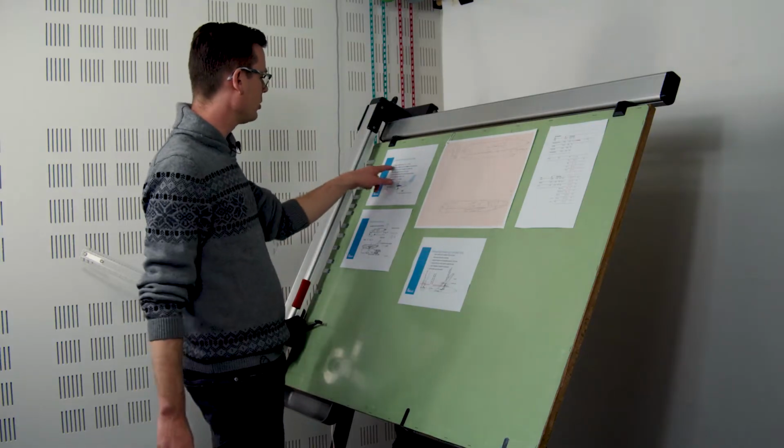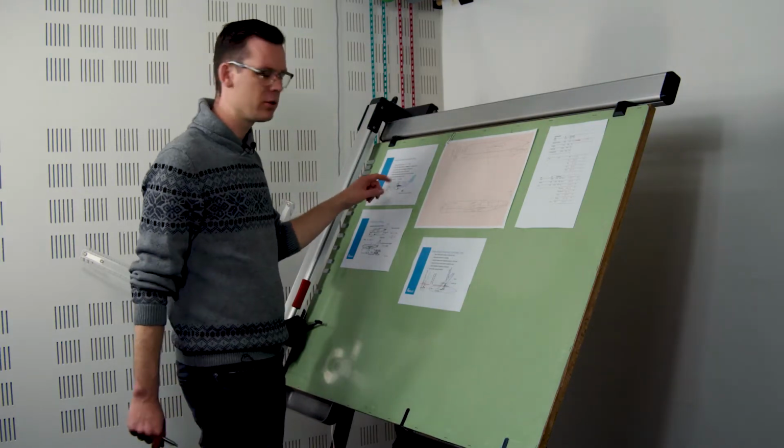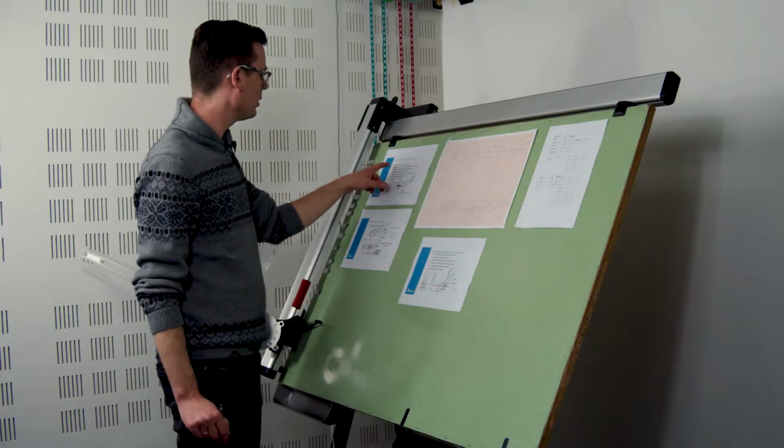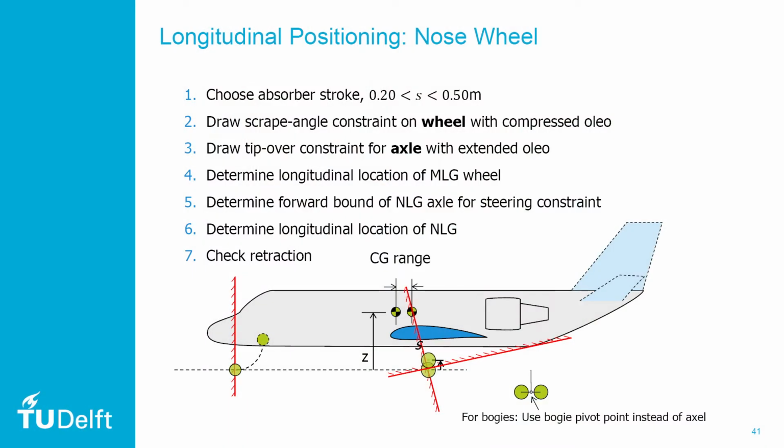Now let's take a look at this list of actions that I'm going through here. It says first I need to choose a shock absorber stroke. I didn't actually talk about that yet. It needs to be between 20 and 50 centimeters. Let me choose 40 centimeters for now, which gives me a nice stroke. Next, draw the scrape angle constraint on the wheel with compressed oleo.